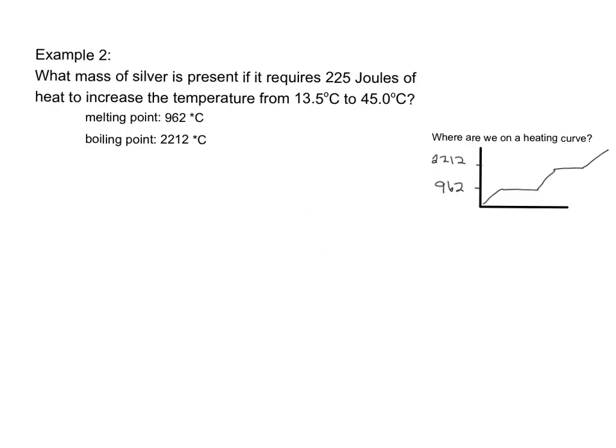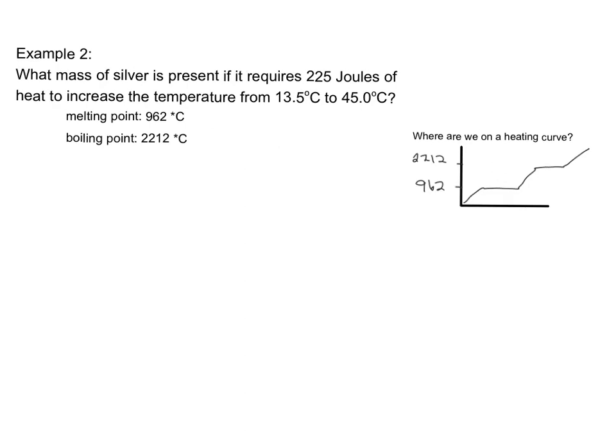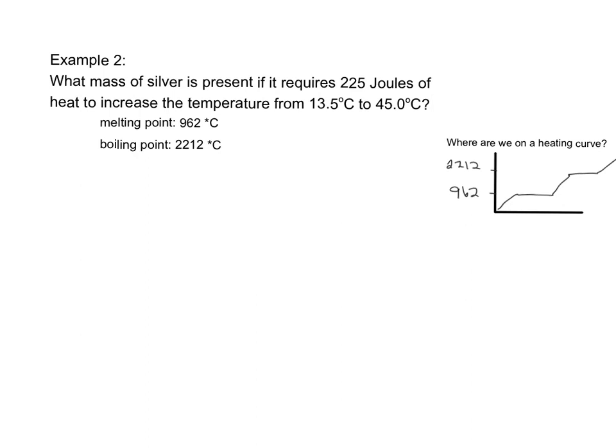So this last example is a little bit different. We're actually asked to find the mass. What mass of silver is present if it requires 225 joules of heat to increase the temperature from 13.5 to 45 degrees Celsius? So maybe the first thing you want to do is think about where we are on the heating curve here.